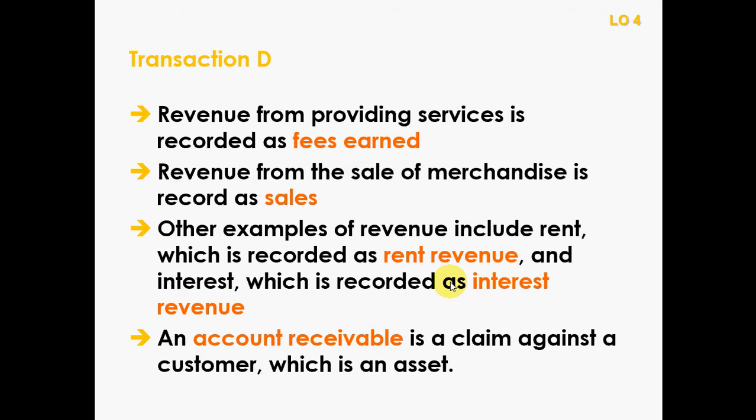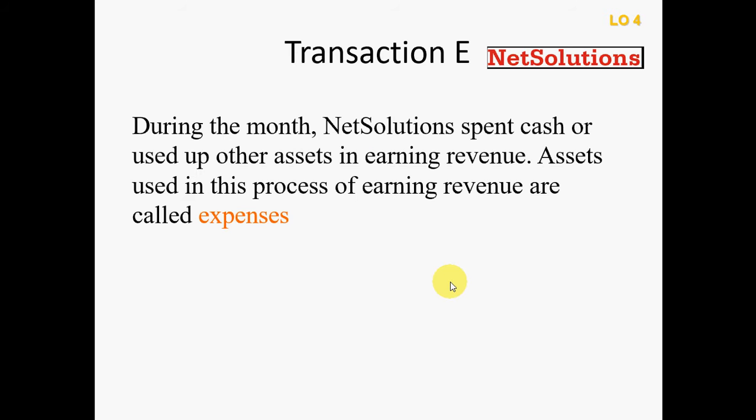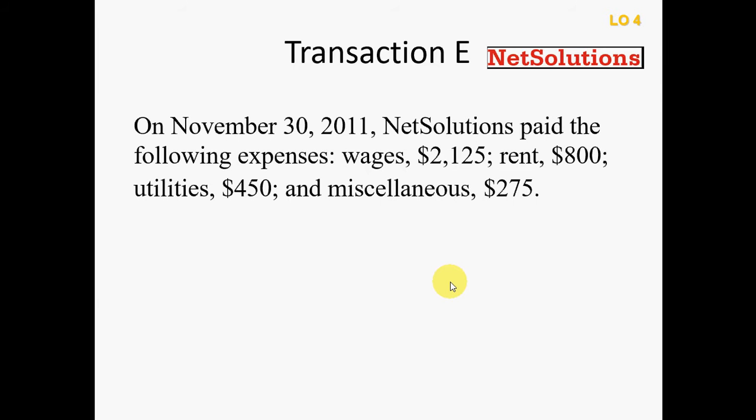Okay, transaction E. During the month, Net Solution spent cash or used up other assets in earning revenue. Assets used in this process of earning revenue are expenses. So on November 30th, 2011, Net Solution paid the following expenses: wages $2,125, rent $800, utilities $450, and miscellaneous $275. So let's see what has happened.